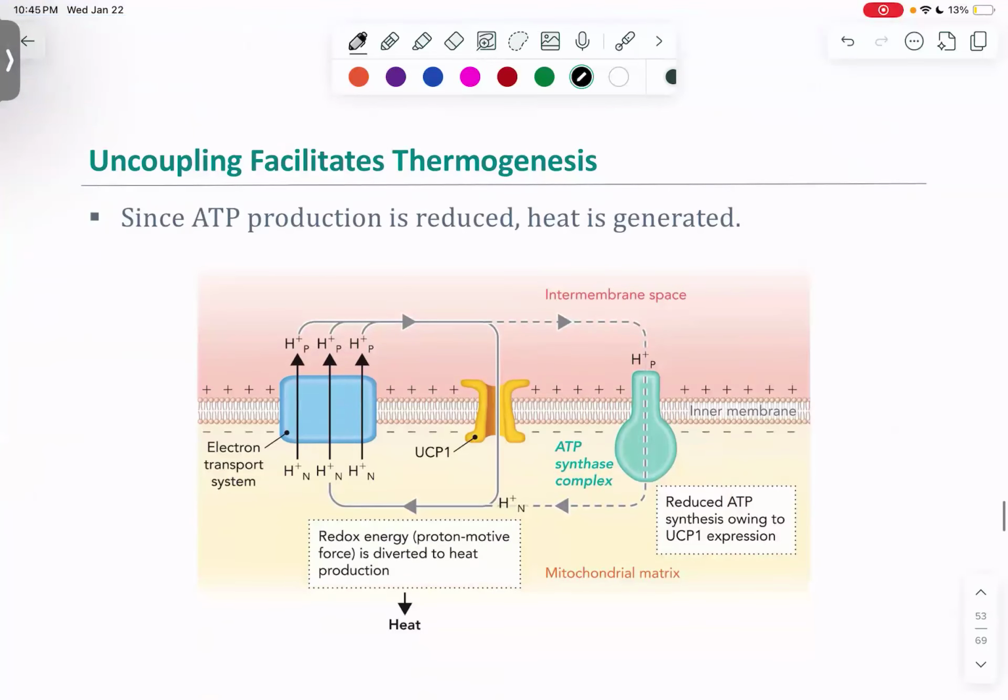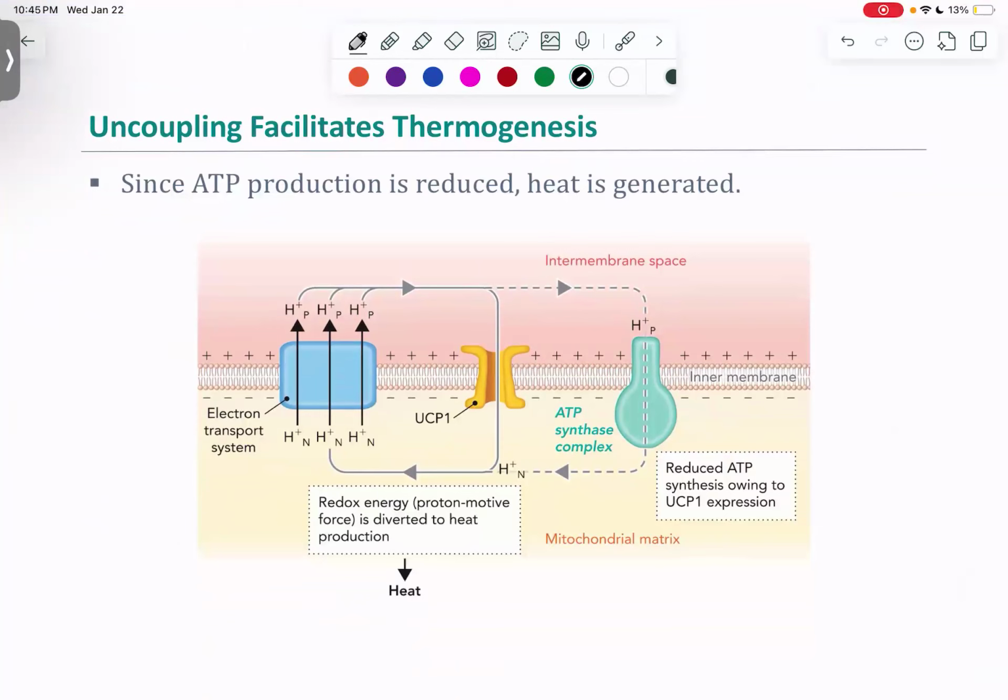Okay. So when is it good to have an uncoupler? I'll give you an example, right? If I bypass the ATP synthase complex and I allow the protons to go through some kind of an uncoupler, and this is an example, this is called UCP1.